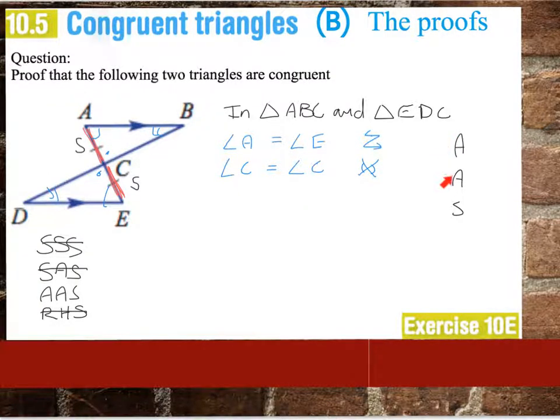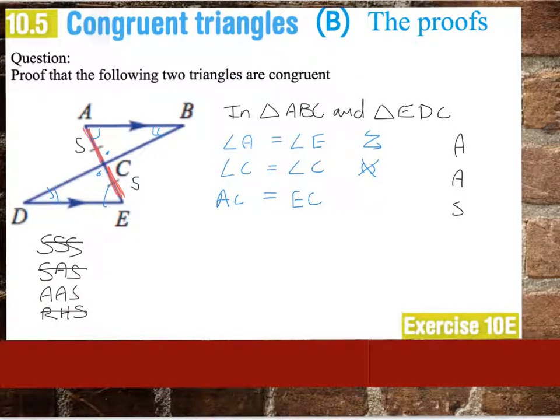Right, now I have proved angle, angle. So I've proved angle, angle, and then the side that's the same, also the order is important. To look at the order, I'm going to use the order here. They showed me that AC is the same as CE, but we have to get the order right. So AC is the same as EC.